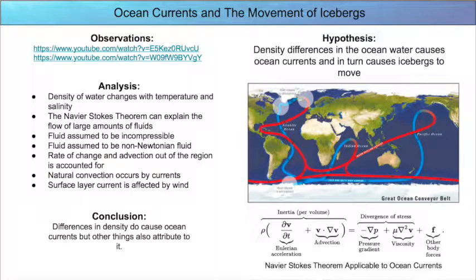One way to describe the flow of massive amounts of fluid throughout the oceans is through the conservation of momentum and conservation of energy. When the two are put together, it results in the Navier-Stokes equations shown below. The fluid is assumed to be incompressible, and it is assumed to be a non-Newtonian fluid. It is an intrinsic way to represent a small volume or particle of fluid compared to a larger quantity. The rate of change and advection out of the region is also taken into account.